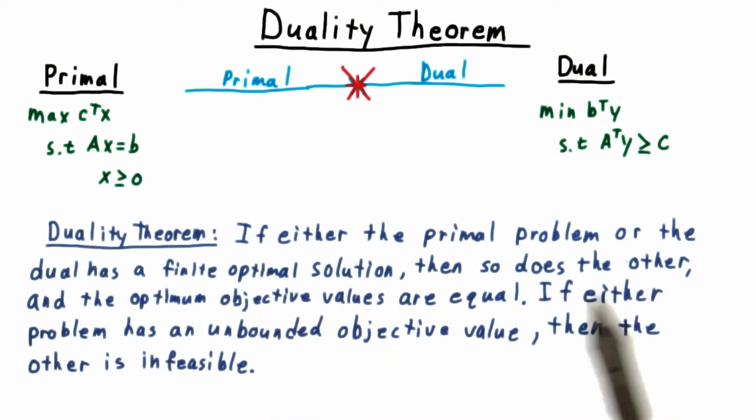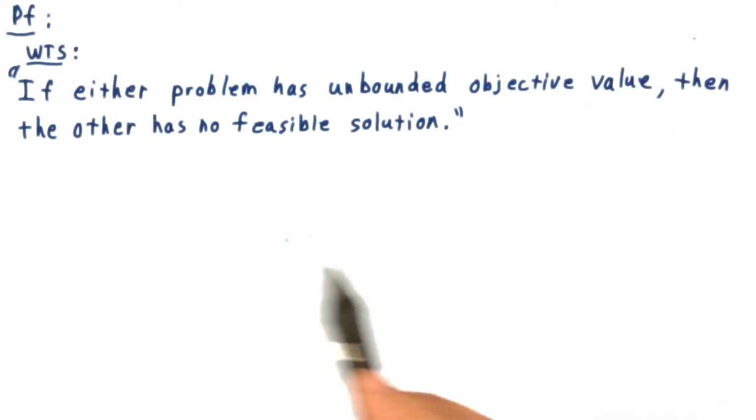If either the primal problem or the dual has a finite optimal solution, then so does the other, and the optimal objective values are equal. And if either problem has an unbounded objective value, then the other is infeasible. Note that it is possible for both the primal and the dual to be infeasible. We'll start the proof by showing the second part.